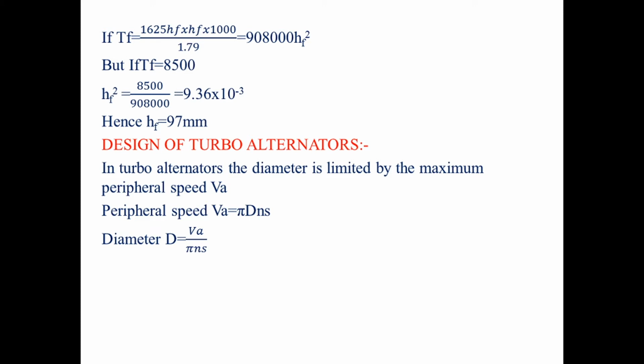In turbo alternators, the diameter is limited by the maximum peripheral speed, that is Va. So the diameter D is calculated from the maximum peripheral speed Va. Peripheral speed Va is given by pi into D into Ns, where D is the stator bore diameter and Ns is the synchronous speed in RPS. Based on this equation, D is equal to Va divided by pi into Ns.